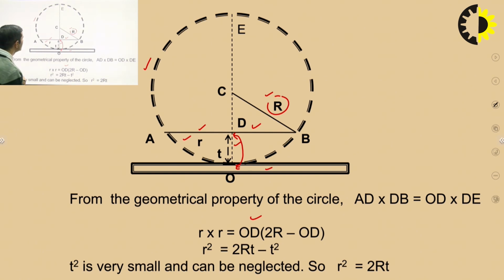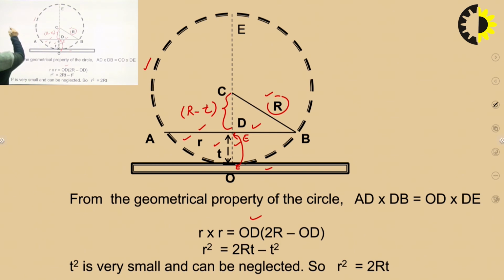According to this diagram, we can put here this distance CD. CD will basically be equal to R minus T, if this distance is T here. So in this right angle triangle CEB, CB square will be equal to BE square plus CE square.